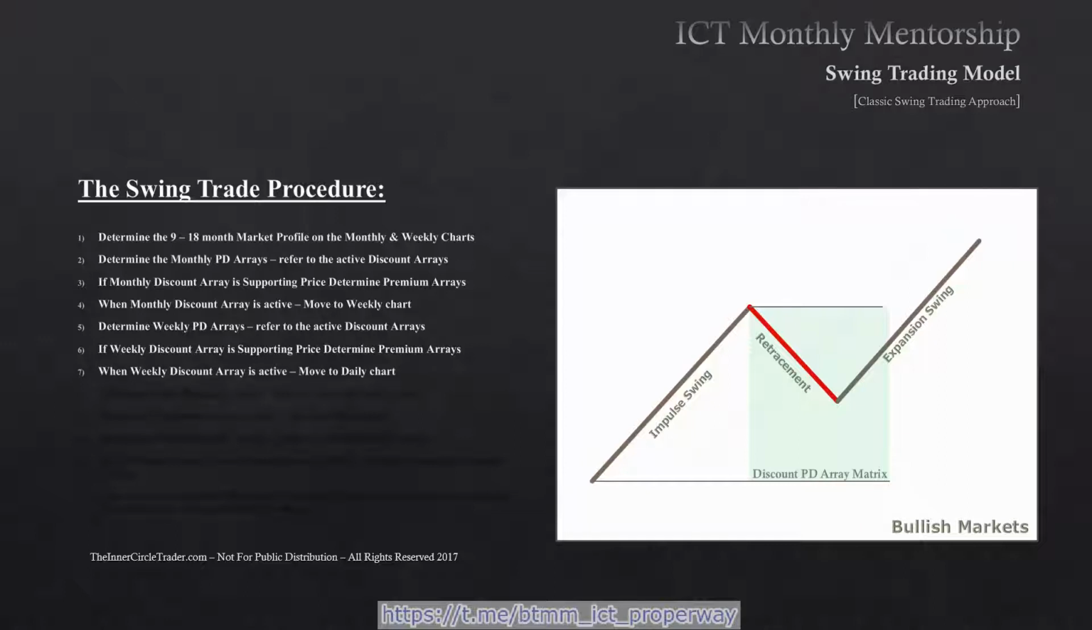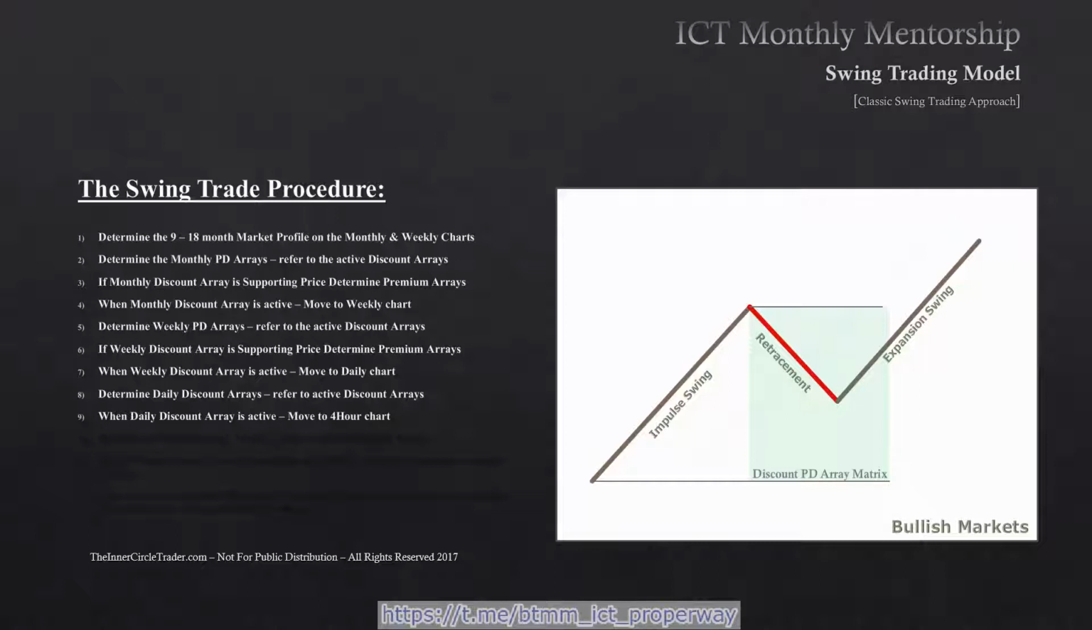And when the weekly discount arrays are active, in other words, you've already defined where the bullish discount weekly chart, bullish order blocks, liquidity voids that are bullish, bullish breakers, bullish mitigation blocks, old lows, fair value gaps below the marketplace. Once you arrive at them, you want to transpose those to your daily chart. Okay, then you're going to determine your daily discount arrays, and you're going to refer to the active discount arrays on your daily, defining each on that daily time frame.